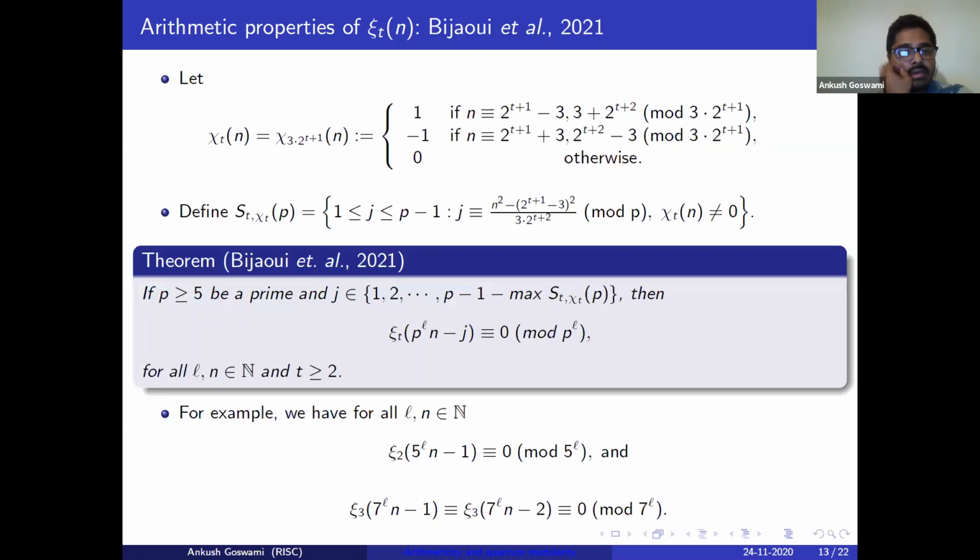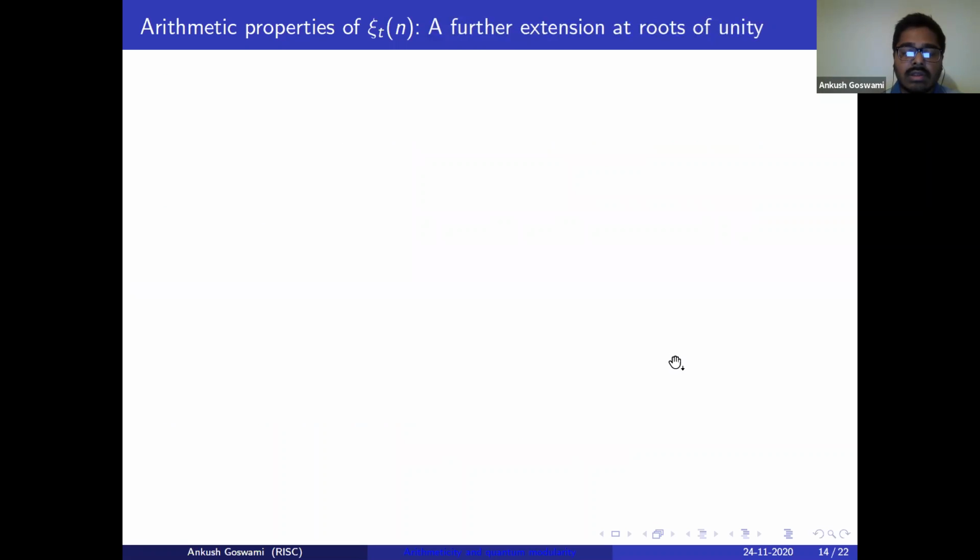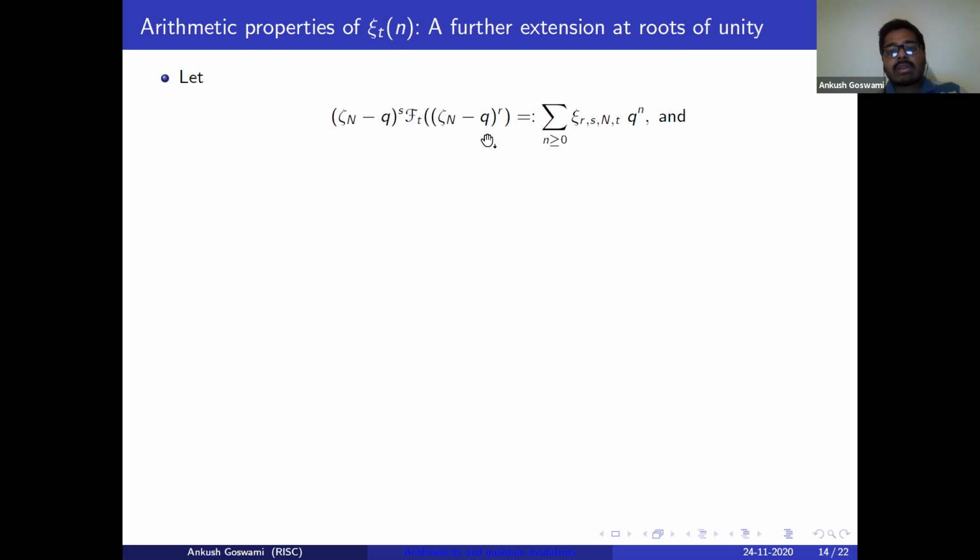Okay, so in recent work, I also extended all these congruences at roots of unity. So once again, what you have to do is consider the expression on the left, which is zeta_n minus q to the power of s, f_t of zeta_n minus q to the power of r, where zeta_n, as before, is an nth root of unity, and r and s are certain integers. For the time being, you can just assume that s is any integer and r is a non-zero integer. And then you write the q-series expansion of the left-hand side.